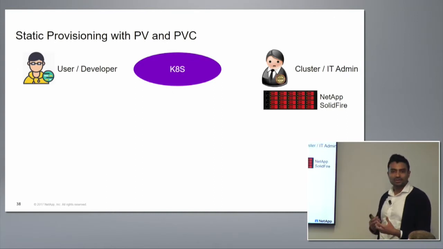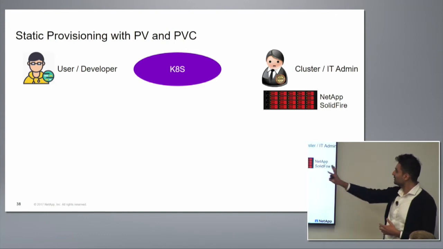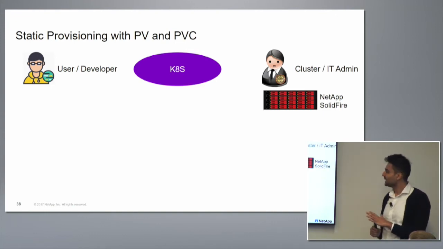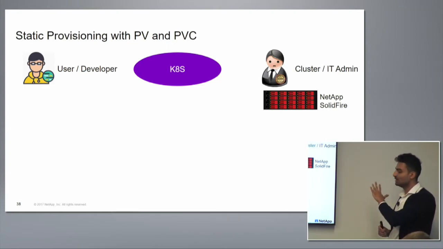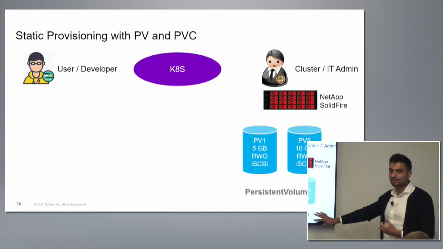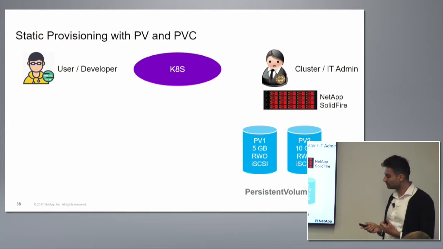So let's review again what static provisioning is. In this case, I have a user, I have a cluster administrator, and I have my Kubernetes cluster. The cluster admin has access to the storage system, in this case, NetApp SolidFire, and will actually create PVs. So he will deal with persistent volumes as an API, and he will create different kinds of storage that will be available in this environment.